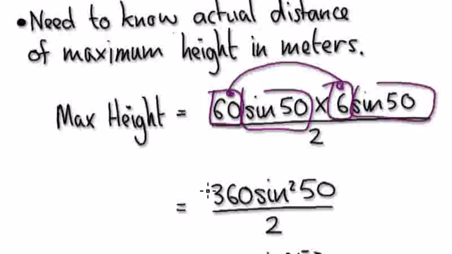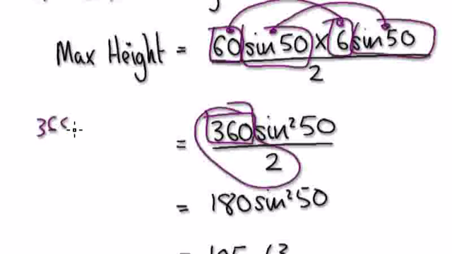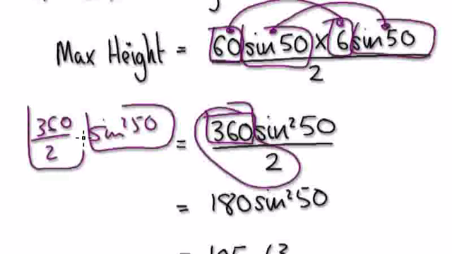So merge the 2 numbers together, that will give you this, and then sine 50 times sine 50 is sine squared 50, and then divided by 2. Okay, so dividing it by 2, you can imagine it as like this: 360 over 2 sine squared 50. So you can take it out like this.